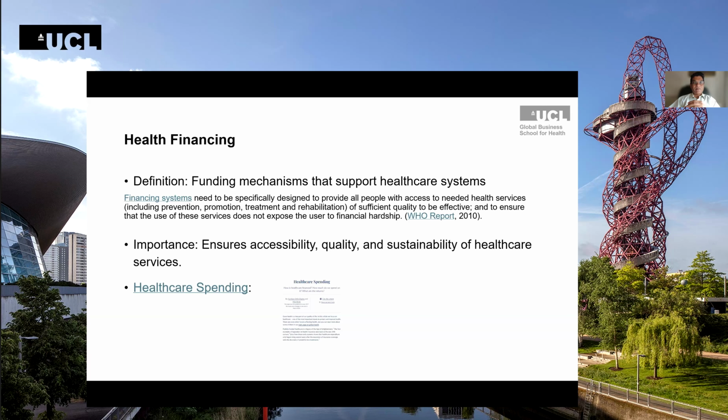So what it is trying to tell you is that it includes four constructs: prevention, promotion, treatment, and rehabilitation, of sufficient quality and to be effective, without people being exposed to and suffering from financial hardship. If you look at the World Bank and World Health Organization data, that is a data set. I hope one day I will be sharing that with you.